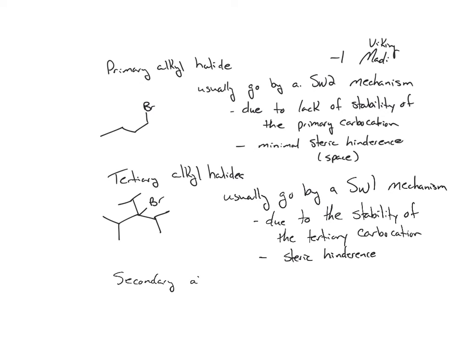So secondary alkyl halides. Secondary alkyl halides can go by either an SN1 or an SN2. Okay? So these are kind of in the middle. We know secondary carbocations are not quite as stable as tertiary, but more stable than primary. So we can go by an SN1 mechanism. Plus, depending on what the size of the groups are, the steric hindrance is a lot less than the tertiary one. So secondary alkyl halides can go either by SN1 or SN2. And there are factors that play a role that we'll talk about in a little bit. Questions thus far? So this is just kind of an overview.